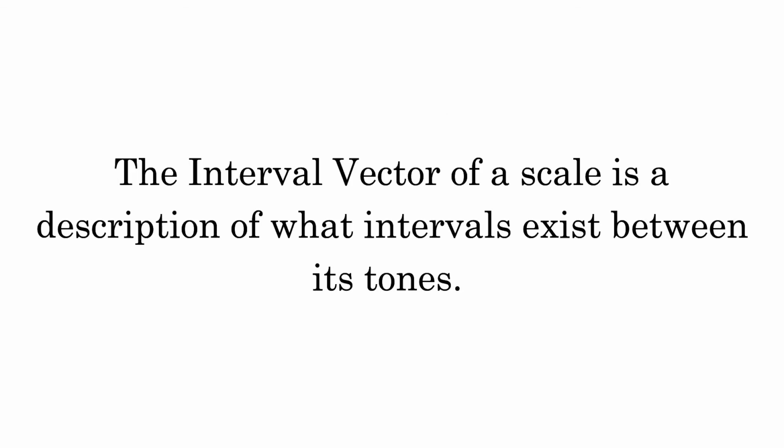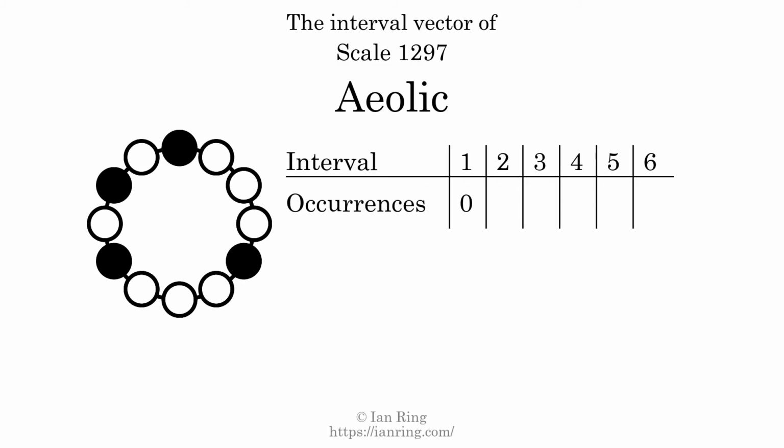The interval vector of a scale is a description of what intervals exist between its tones. There are no intervals with the size of 1 semitone.